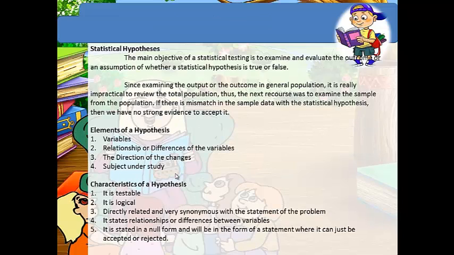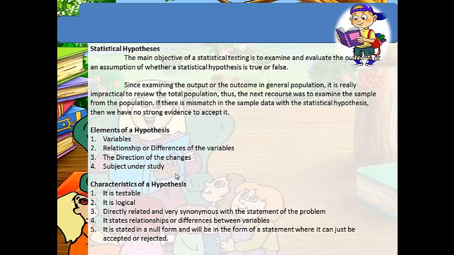Now let's proceed to statistical hypothesis. The main objective of a statistical hypothesis is to examine and evaluate the outcome or an assumption of whether a statistical hypothesis is true or false, or it could be rejected or accepted. Since examining the output or the outcome in general population, it is really impractical to review the total population. Thus, the next recourse was to examine the sample from the population. If there is mismatch in the sample data with a statistical hypothesis, then we have no strong evidence to accept the null hypothesis.